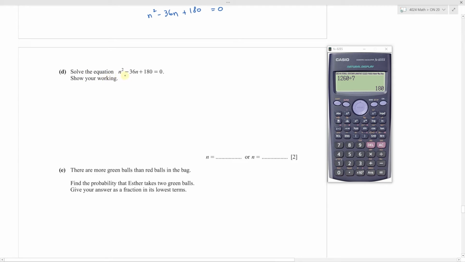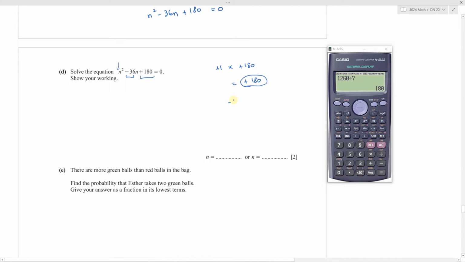Part D is solve the equation and then show your working. So this is the same equation as in the previous part. So we can solve this by factorization. So here I have plus 180 and the coefficient of n square is plus 1. So plus 1 multiplied by plus 180 is plus 180. So that means I need to look for factors of 180 that, when I multiply them, I get positive 180. And if I add them, because there's a positive sign, I should get this minus 36 number.